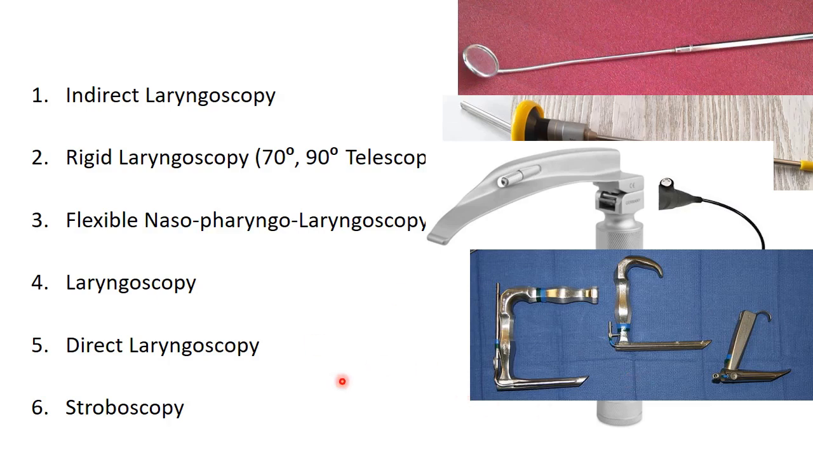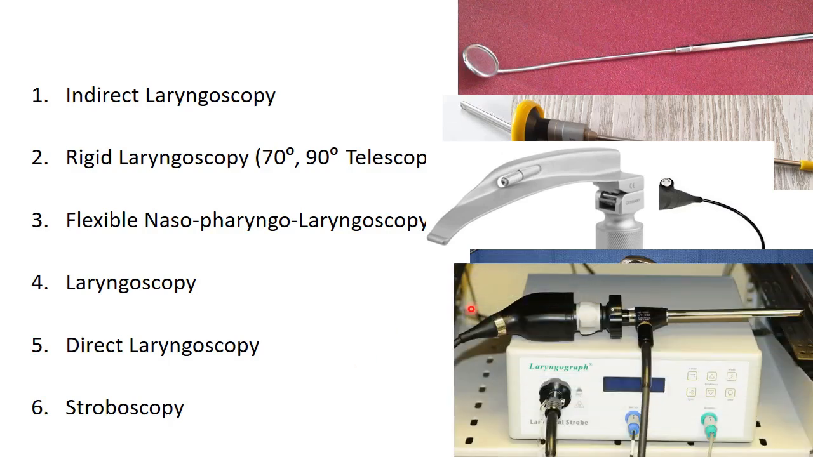And lastly, but not the least, is the stroboscopy. In this, a special strobe light source is used, again with a rigid laryngoscope or a flexible laryngoscope, to examine not only the vocal cords but their movement in slow motion. So we'll come to a little detail of each and every one of these different methods in our succeeding slides.